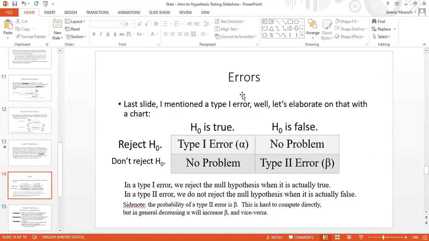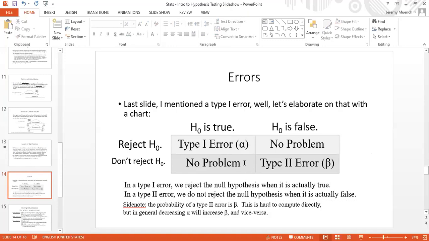So that's going to be the same in hypothesis testing. It's not that the null is necessarily true. We simply fail to find that it's false, or we fail to find evidence that suggests it's false, I should say.